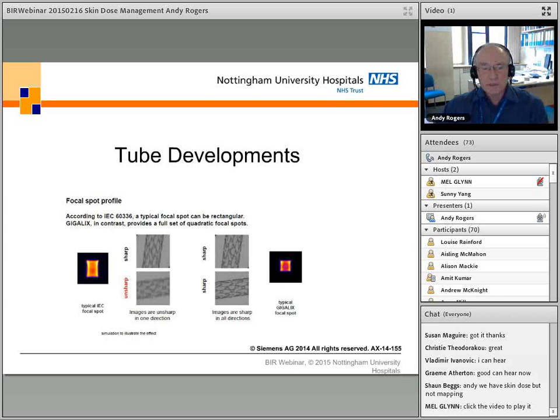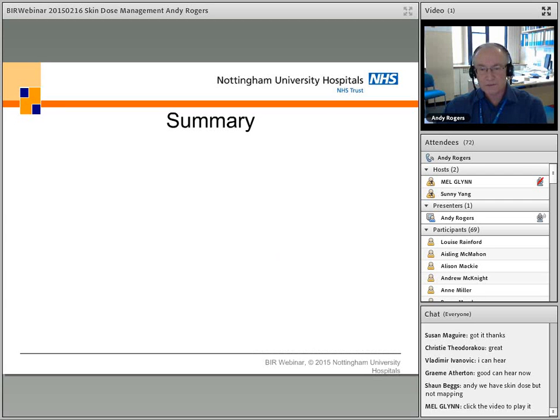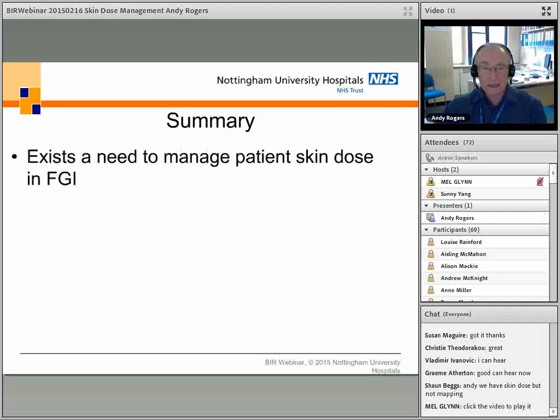What's the point of reducing dose? It's to skin spare. So from our perspective today, that's what we're talking about. And this is just some pictures of sharp and unsharp stents in two directions with a square focal spot as opposed to a rectangular.